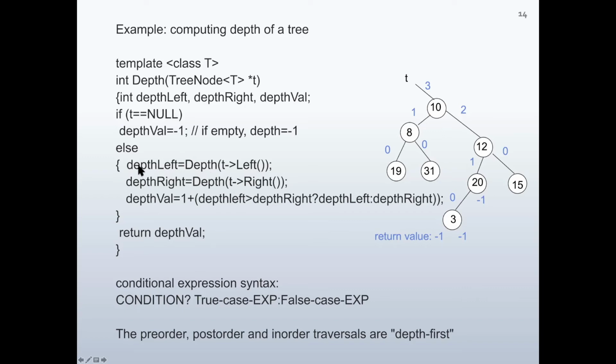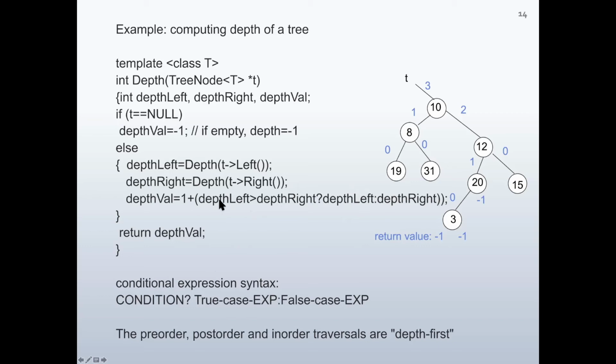When the left subtree is traversed, depth is again called for the right subtree. The return value is assigned to depth right. Notice that depth val is used to show the depth of that node. Depth val is set as 1 plus this value. Here we have a condition asking if depth left is greater than depth right. If this condition is true, then the first part is to be executed. If it is false, then the second part is to be executed.